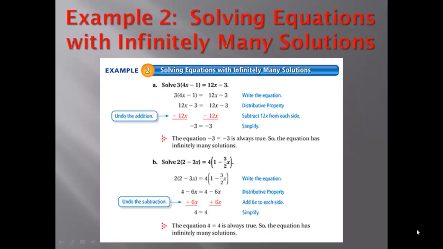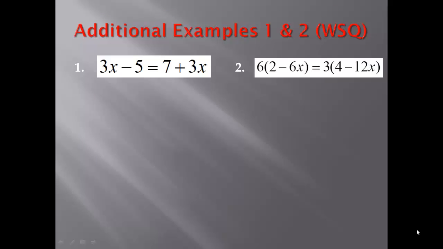Now we're going to subtract 6x from both sides. So we're left with 4 equals 4. The equation 4 equals 4 is always true, so the equation has infinitely many solutions. Now we're going to look at a couple of additional examples for the WISK form. You can either pause the video and try them on your own, or you may follow along.